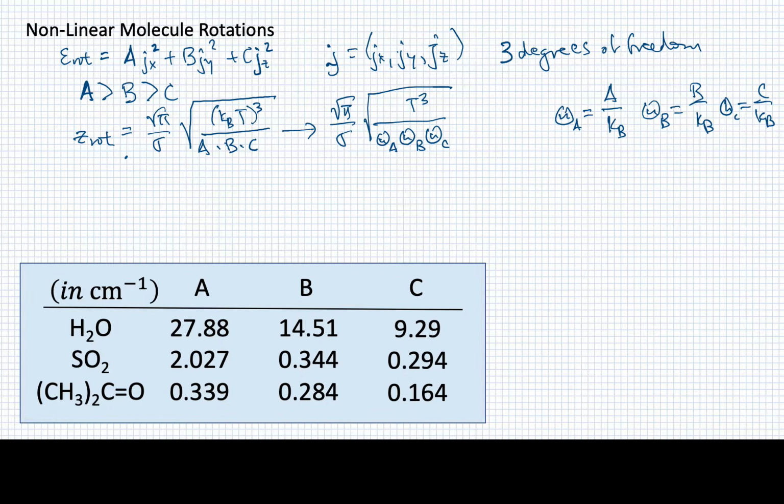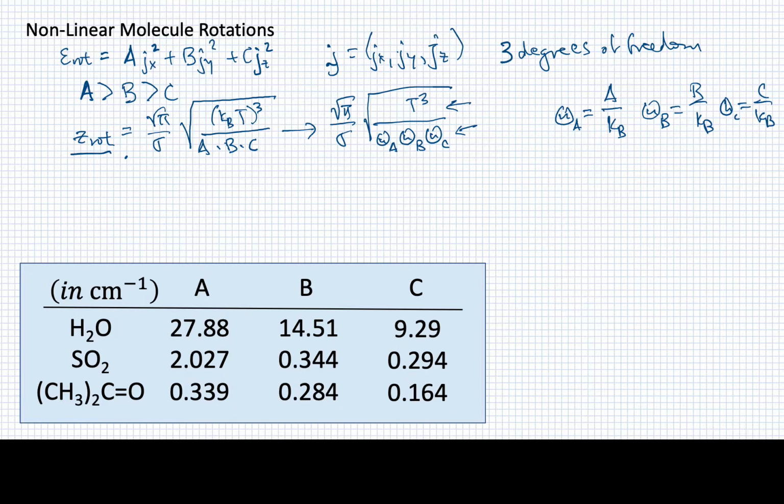Now, it's quite easy to verify that with this, we now have a rotational partition function that doesn't have units. We've got units of temperature cubed in the numerator here and units of temperature cubed in the denominator here. We can also see that as the rotational constants are larger, we're going to have a smaller partition function, just as we did for the linear case. And when these rotational constants are smaller, it should result in a larger rotational partition function.